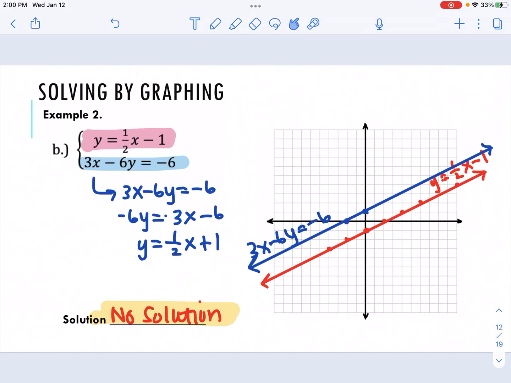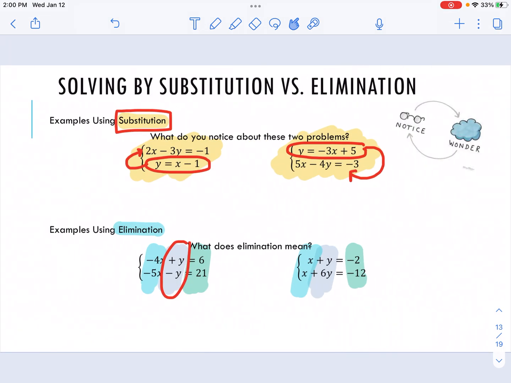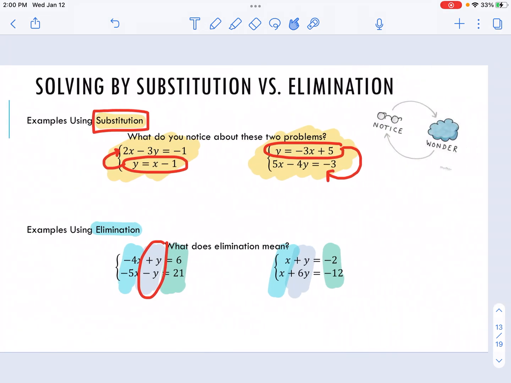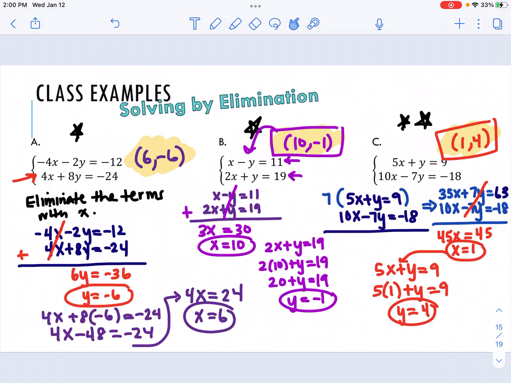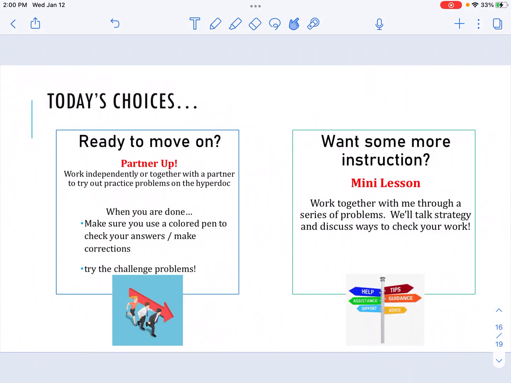We talked about how to graph. We talked about how to solve by substitution. We've also talked about how to solve by elimination. If you feel like you are very confident and ready to move on, you're going to move on to the HyperDoc. You can partner up or work independently to try out practice problems in the HyperDoc. You will need a colored pen for corrections. You will also need a piece of scrap paper.